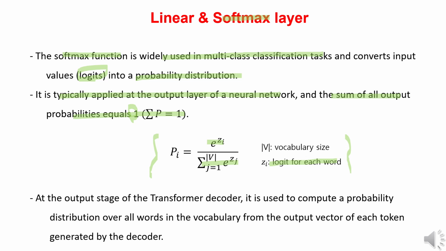In the output stage of the transformer decoder, the logits computed by the linear layer are fed into the softmax function and are used to compute a probability distribution over all words in the vocabulary, representing the likelihood of each word appearing as the next word, based on the output vector generated by the decoder.